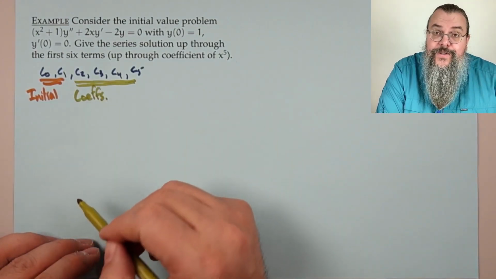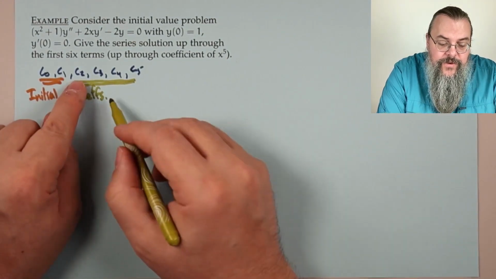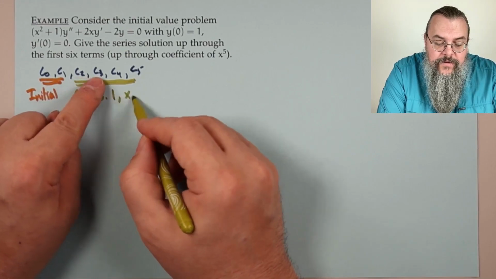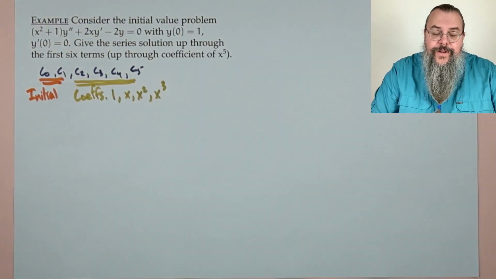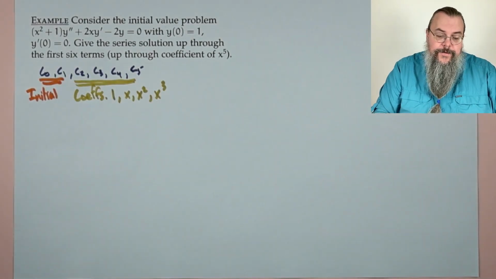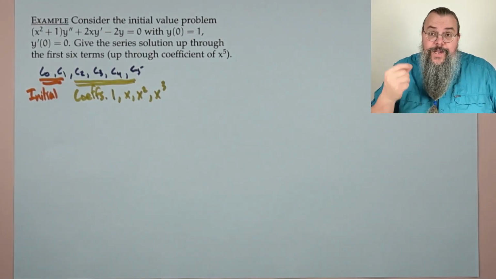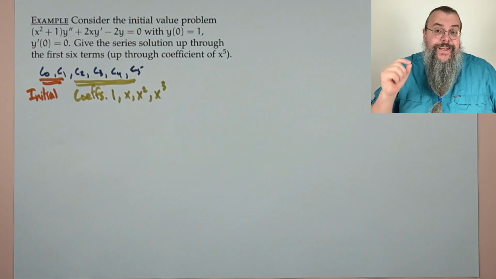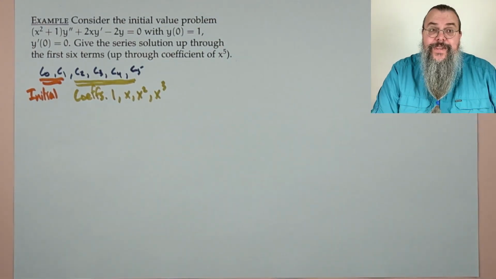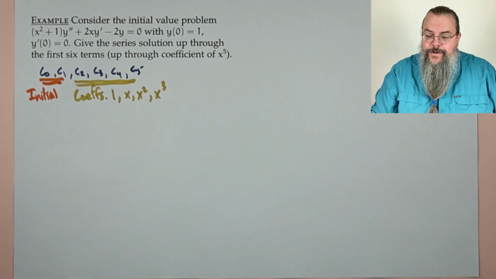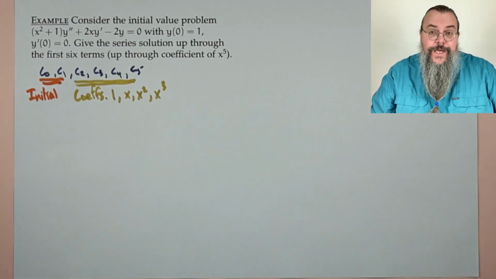Now, which coefficients are we going to look at? Well, you start with 1, x, x squared, x cubed. So that's what we're after. We only need enough to get us up to those. Okay, so with that in mind, we begin.